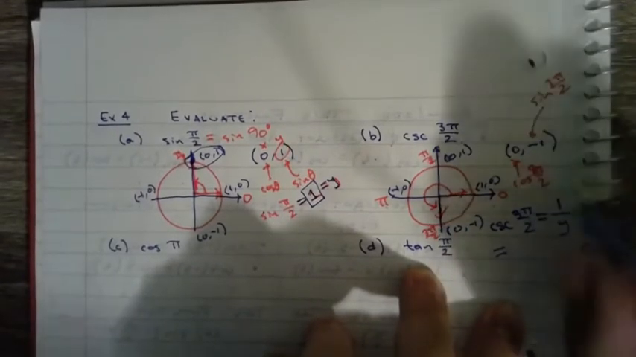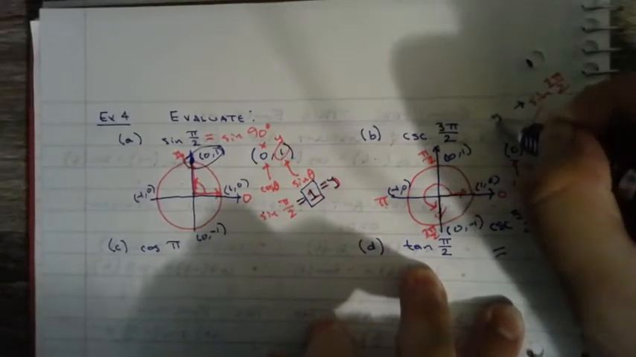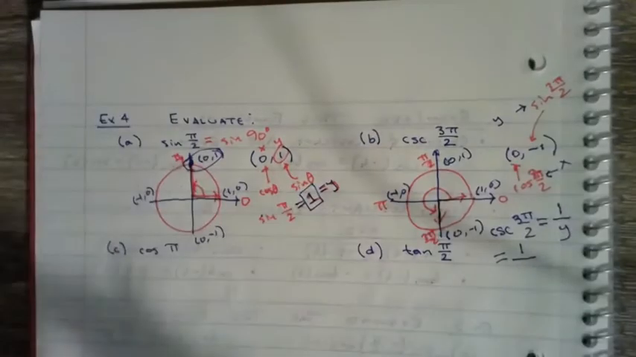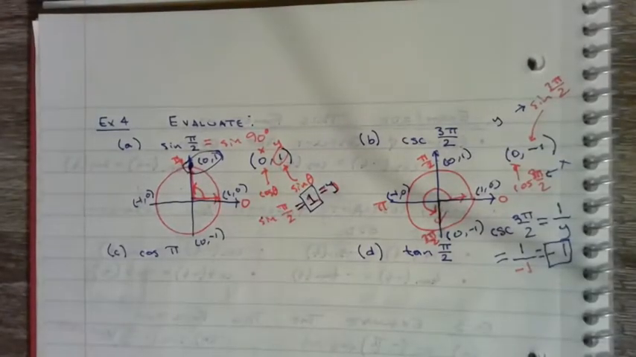Let me go ahead and plug in. What's your y right here? Again, cosine of 3 pi over 2, that's your x, right? Sine of 3 pi over 2, that's your y. What's my y? Your y is negative 1. So therefore your value is 1 all over negative 1, which ends up equaling negative 1. And there you go. That's your value right there, negative 1.